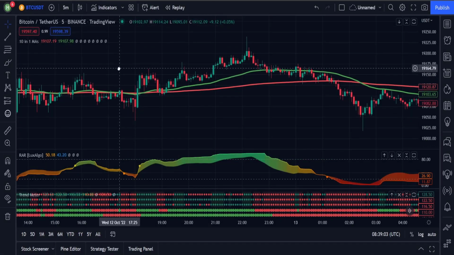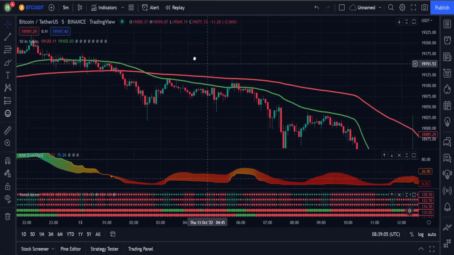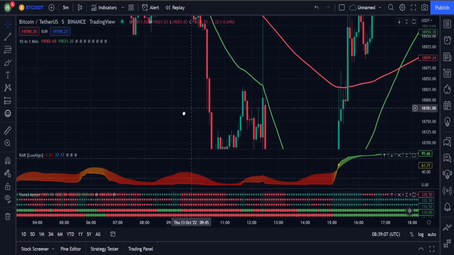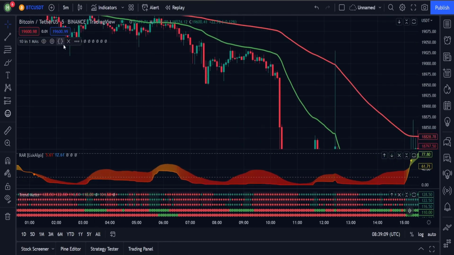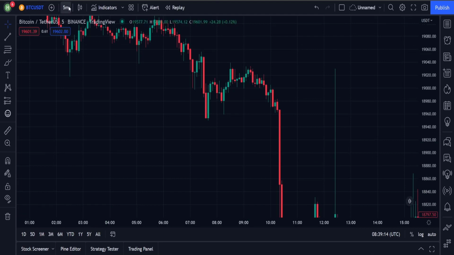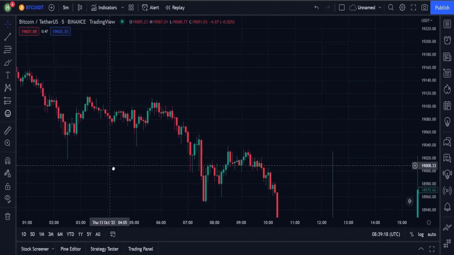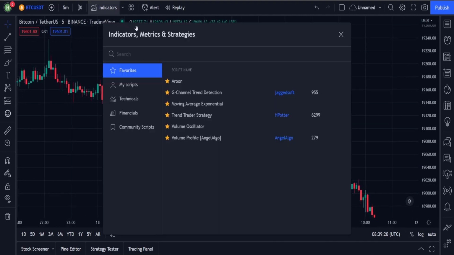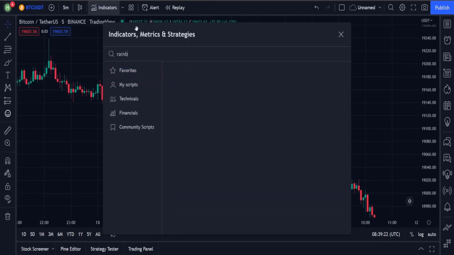So, I'm in TradingView and this is what your chart is going to look like when we are done setting up our indicators. I'll cross these out so I can explain everything from the beginning. I'm using a 5-minute Bitcoin USD chart. So the first step will be to add our indicator. To do so, we'll click on the Indicators tab and search for Rainbow Adaptive RSI. Add this one by Lux Algo.